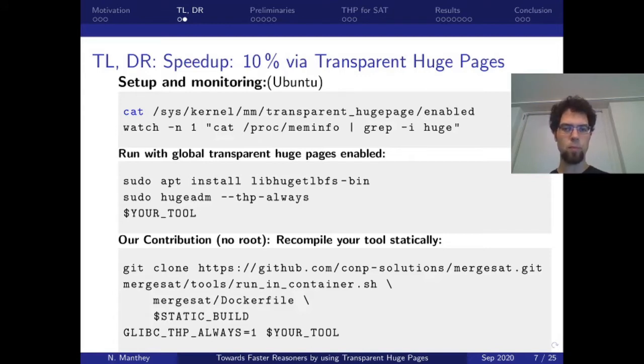So, the first box shows you how to check whether your system supports it. The first command should give you a result always or advice. The second line shows you how to monitor whether you actually use huge pages and how many pages are actually used at the moment. The second block shows you how to do this with administrator privileges, so you can install a package to easily modify the system settings to use the overall system settings for your tool as well as all the other programs that are running on your machine.